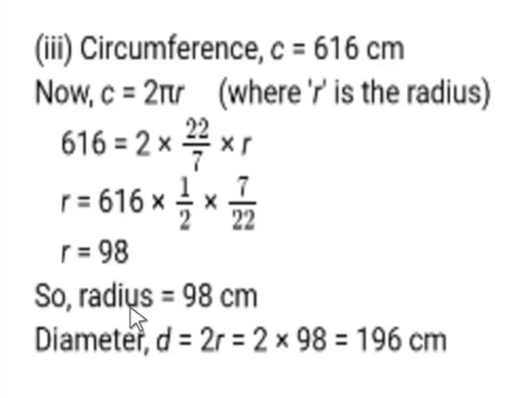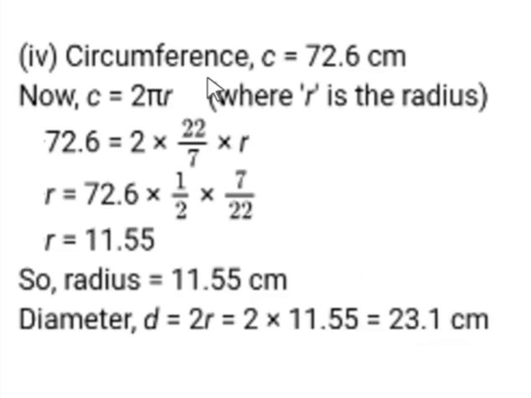Now you have to find the diameter. Diameter is double the radius, that is 2 times r, that is 2 multiplied by 98, it is 196 centimeter. So children, you will get the radius as 98 centimeter and diameter as 196 centimeter if the circumference is 616 centimeter.